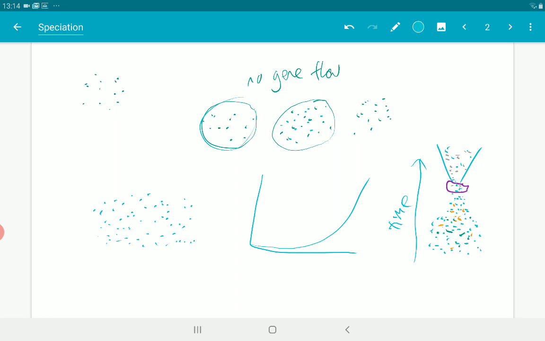Okay, this has famously happened with cheetahs. Cheetahs, although there's low numbers now, there's more than there used to be, and cheetahs show incredibly low genetic diversity.